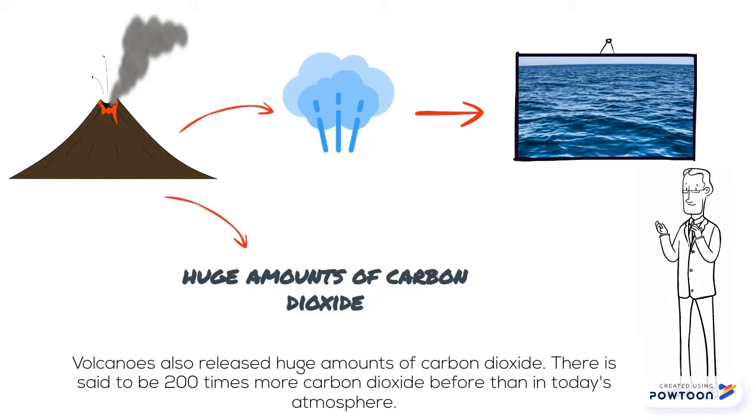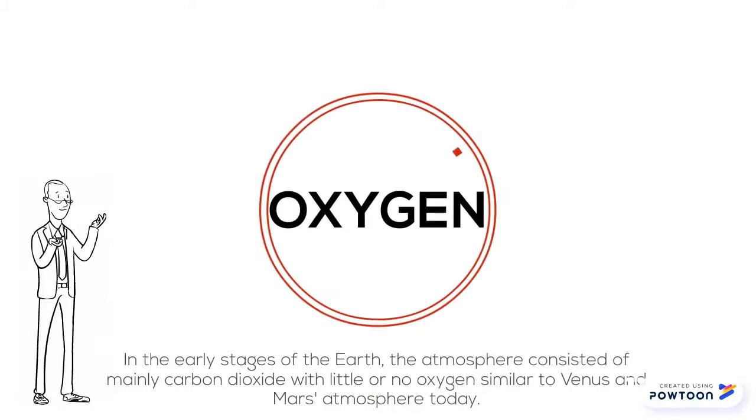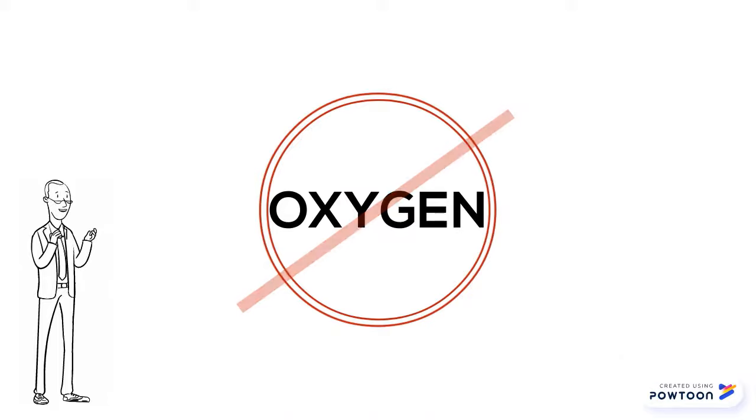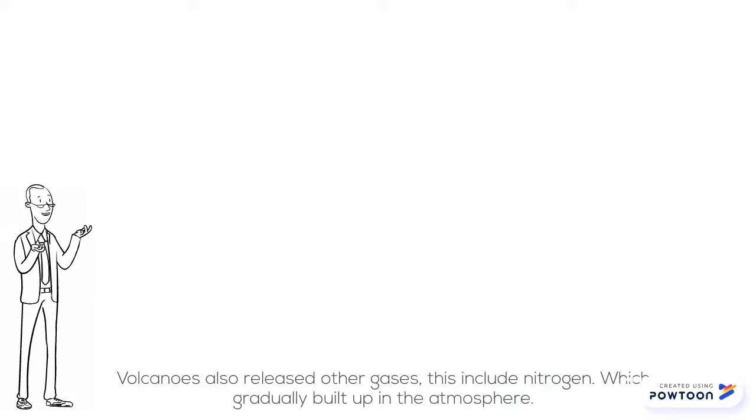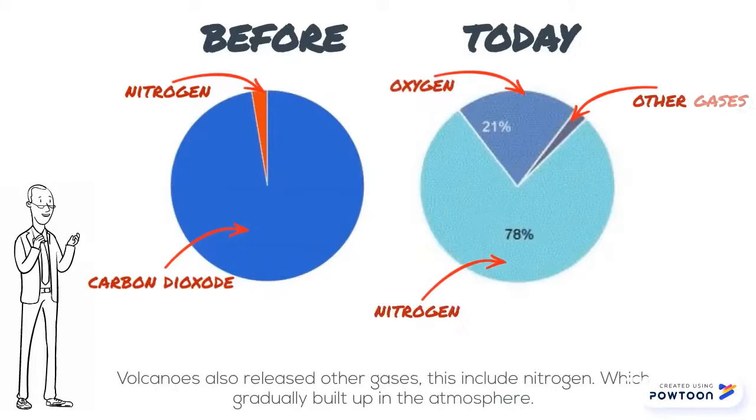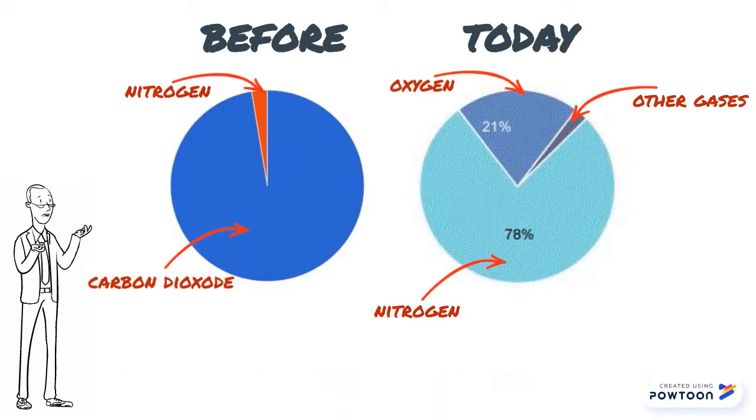Volcanoes also release huge amounts of carbon dioxide. There is said to have been 200 times more carbon dioxide than in today's atmosphere. In the early stages of the Earth, the atmosphere consisted of mainly carbon dioxide with little or no oxygen, similar to the atmosphere of Venus and Mars today. Volcanoes also released other gases.